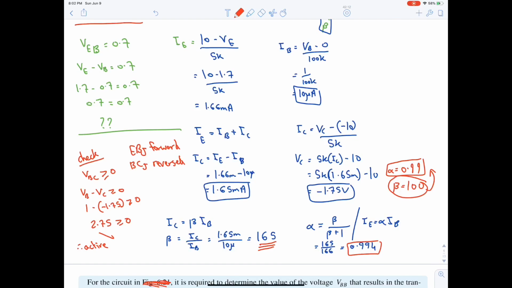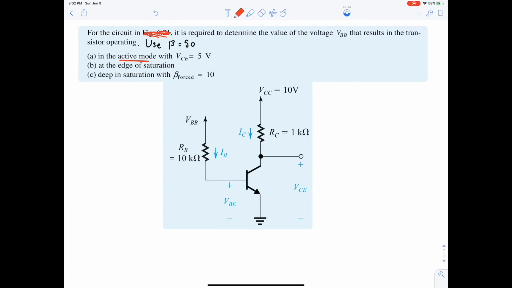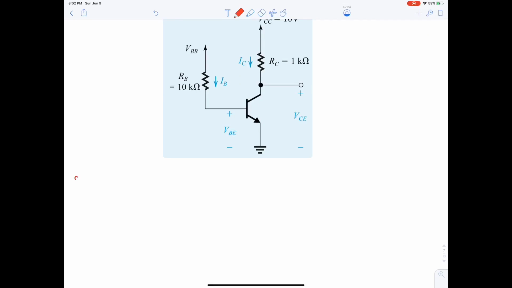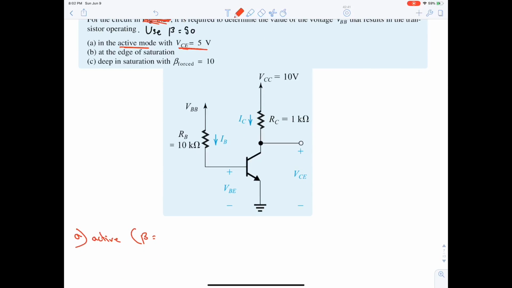Okay? Let's move on. So here, the question says that we are in active mode. So in this case, we should not assume and we should not check, because we were told that we are in the active mode. We were given also an extra information that VCE is 5 volt. So let's start. We are in part A, we are in active. Beta is 50. And VCE is 5 volt.